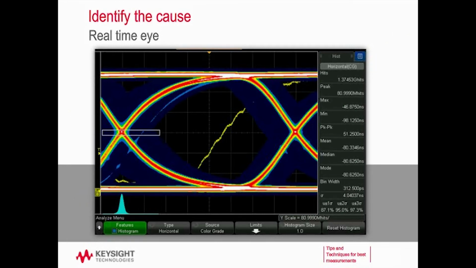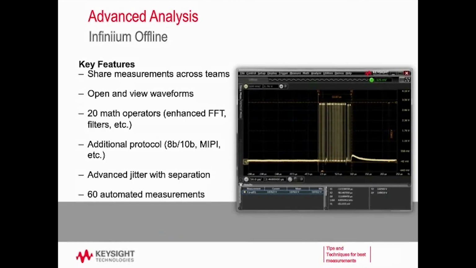Another tool we can use, and it looks like I may not have a slide for it, is the Infiniium offline tool. And what the Infiniium offline tool is, it's a tool that allows me to share measurements across teams. So I can capture measurements on my scope, and I'm going to jump to that here. So here you can see we have this Infiniium offline tool, and I can capture signals on my Infiniivision scopes and export it to a PC that runs this Infiniium offline tool. And what this Infiniium offline tool does is it allows me to capture and share measurements across teams.